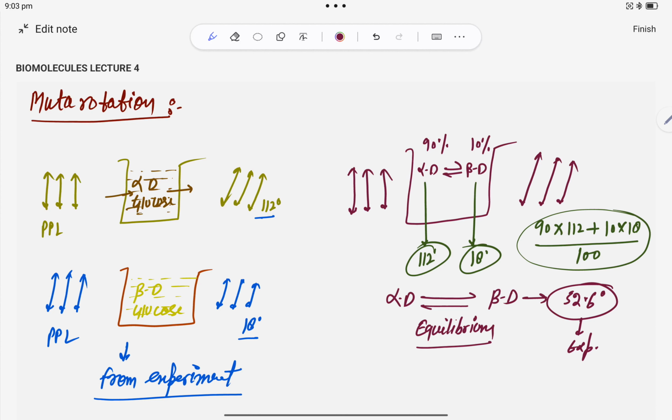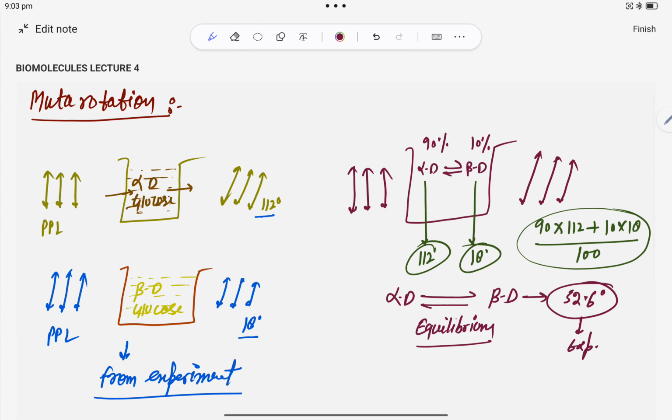Mutarotation: the specific rotation of pure alpha-D-glucose or beta-D-glucose changes over time to reach an equilibrium value, and this phenomenon is called mutarotation. Till the equilibrium condition is reached, alpha-D-glucose is converted into beta-D-glucose and beta-D-glucose is converted into alpha-D-glucose, and this conversion is called mutarotation. After the equilibrium, mutarotation will stop. Okay, so this is the phenomenon.